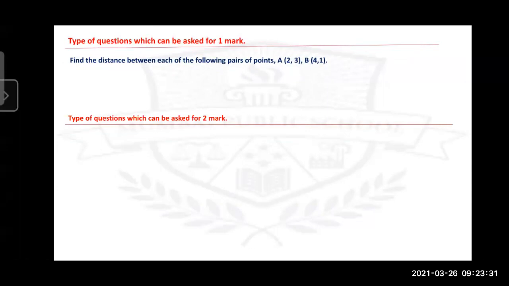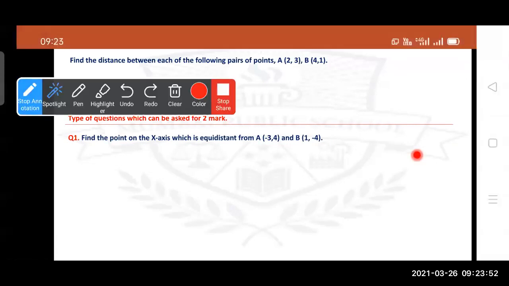Okay, now the type of question which can be asked for 2 marks. A 2 mark question: find the point on the x-axis which is equidistant. So here is the equidistance. For this, take a point P whose x coordinate is x and y coordinate is 0. Then first we write here, see, I will explain this question.